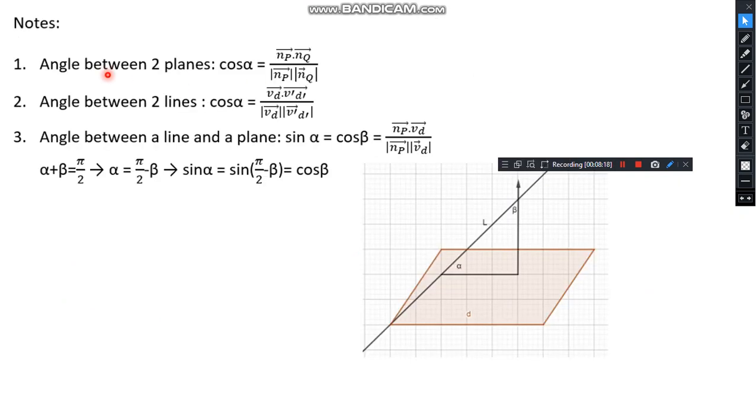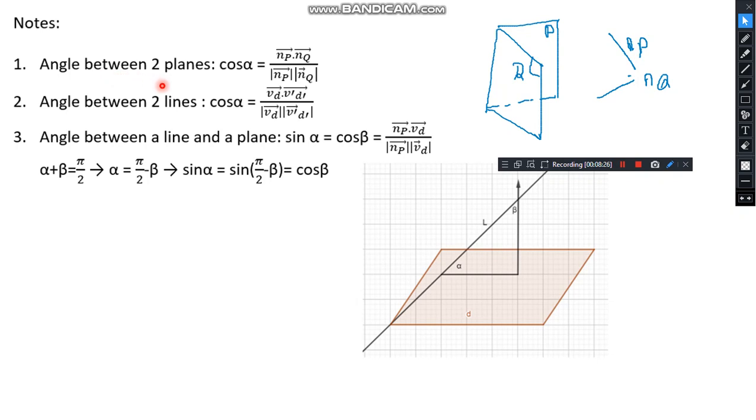Now, to finish, the angle between two planes. If they ask you to find the angle between two planes, it's the same as finding the angle between their two normals. So it's np dot nq over norm of p times norm of q. The angle between two lines is the same as finding the angle between the two directing vectors. The angle between a line and a plane remains. Let me explain it.